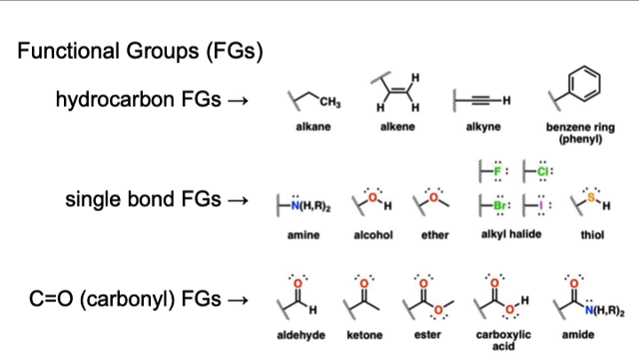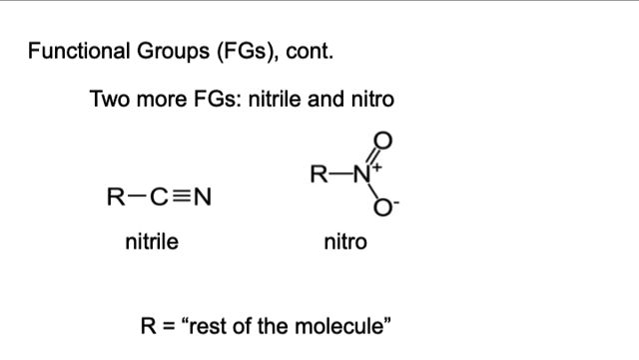The other functional groups all have a carbon-oxygen double bond, otherwise known as a carbonyl, and those are the aldehyde, ketone, ester, carboxylic acid, and amide. Please spend some time drawing these out and just learning their names. Two more groups that you should know are the nitrile and the nitro group.